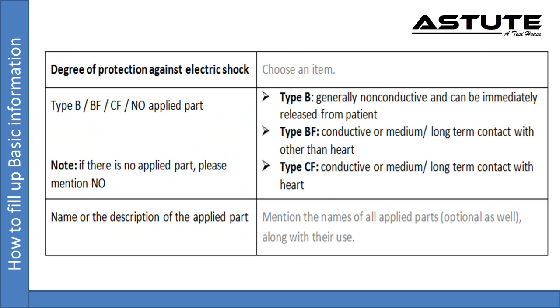Type B applied part. Generally non-conductive, and can be immediately released from patient. Type BF. Conductive or medium. Long-term contact with other than heart. Type CF. Conductive or medium. Long-term contact with heart. Mention the names of all applied parts, optional as well, along with their use.